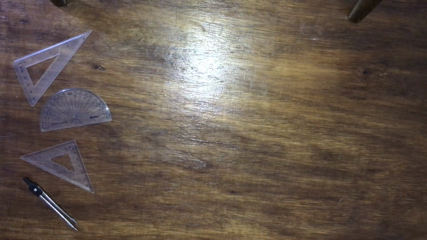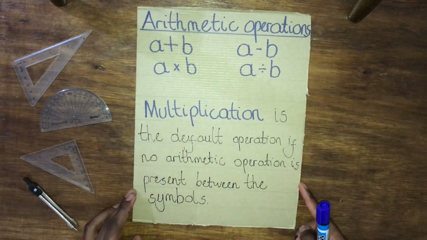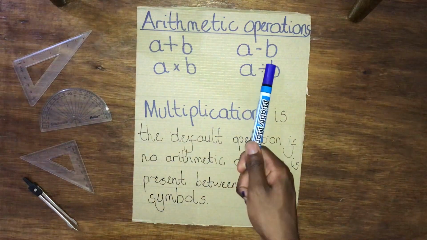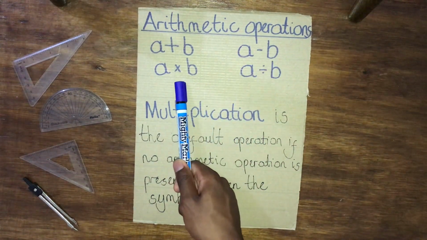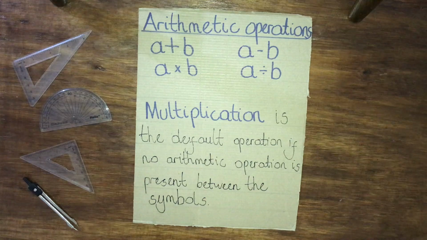Now, of course, what would be mathematics without operations and operands? Arithmetic operations. Of course, we know we have addition, subtraction, multiplication, and division. Multiplication is a default operation if no arithmetic operation is present between the symbols. What do we mean by this?